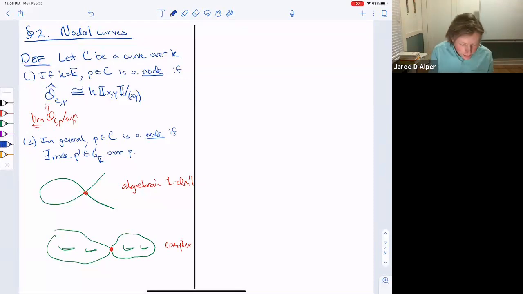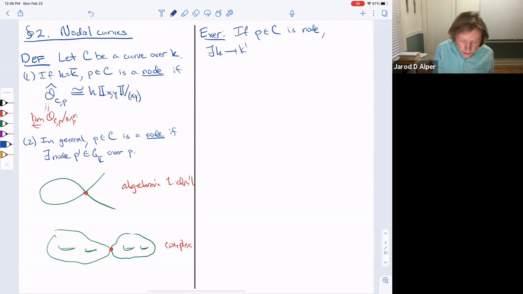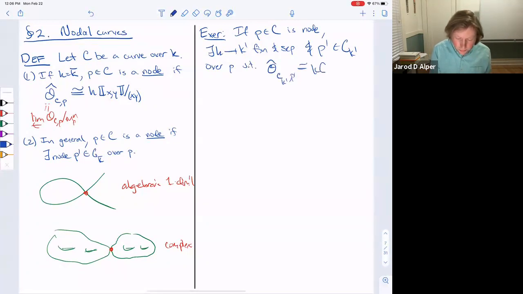One of the first things you need to show, and I'll leave this as an exercise, is that if P in C is a node, and we're over a field that's not algebraically closed, then there exists a finite separable field extension K prime and a point P prime in the base change over P, such that if I take the complete local ring of the curve C_K' at P prime, then it has this nice form. So in the definition of a node, we knew this happened over the algebraic closure, but you can then go to a finite separable extension.